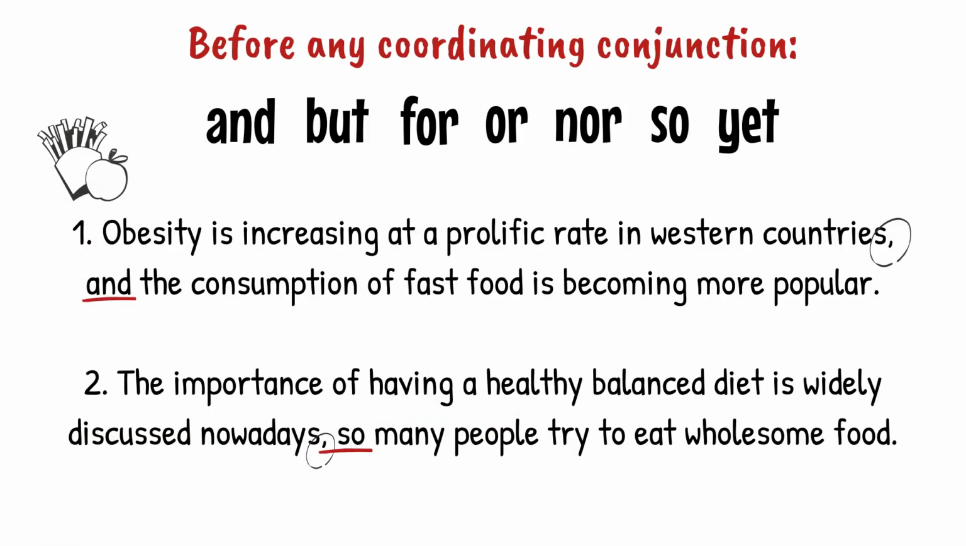Here is another example. The importance of having a healthy, balanced diet is widely discussed nowadays, so many people try to eat wholesome food. In this example, we've used the comma before the coordinating conjunction so.